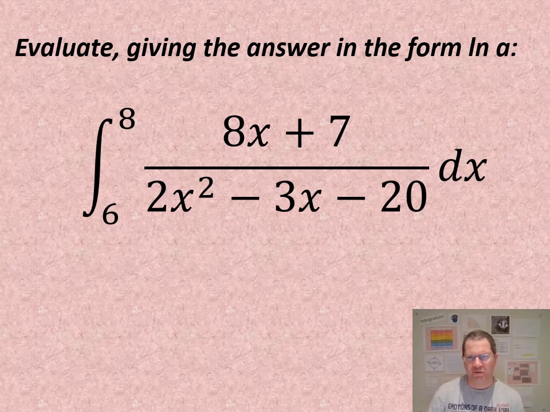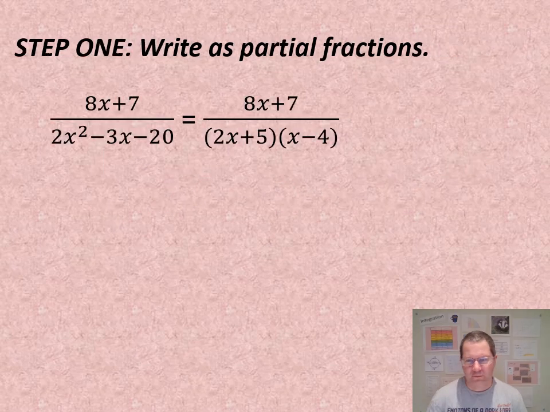Evaluate, giving the answer in the form ln a, the integral of 8x plus 7 over 2x squared minus 3x minus 20 between 6 and 8. And the first thing we need to do is to rewrite this as partial fractions. The first thing we need to do is to factorise the denominator, which will be 2x plus 5 and x minus 4. So our partial fractions will be a over 2x plus 5 and b over x minus 4. And we just need to work out what the values of a and b are.